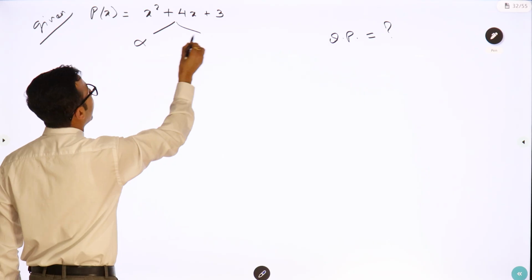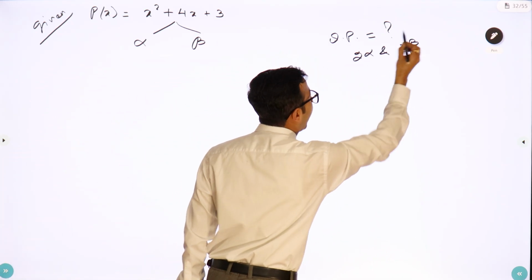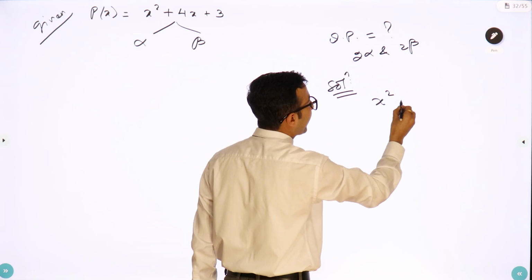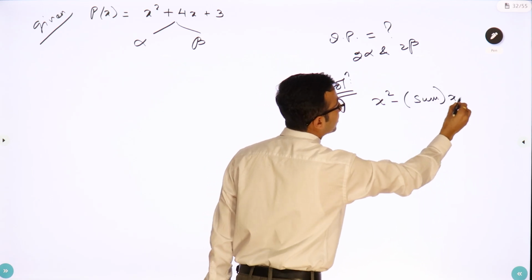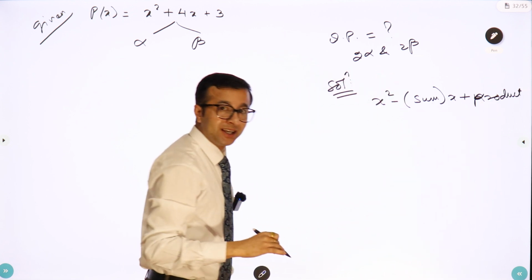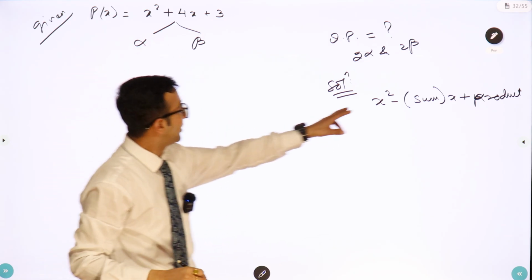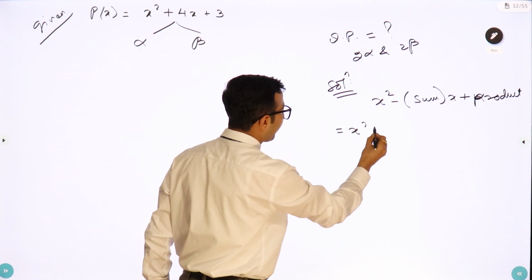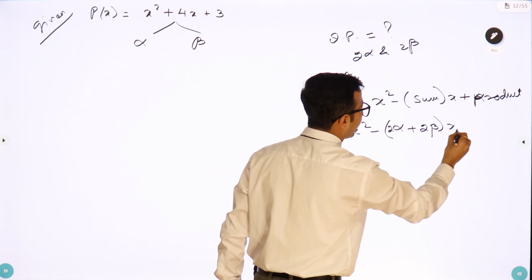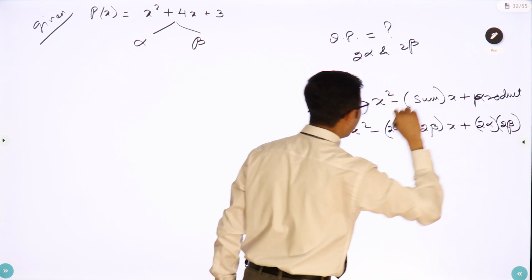Suppose it has roots alpha and beta, then we need to find the quadratic polynomial whose roots are 2 alpha and 2 beta. And here the quadratic polynomial will be x square minus sum of the roots into x plus product of the roots, that we have already seen. Once we get the value of alpha and beta by middle term splitting or factorization, we will put it here. The solution will be x square minus sum of the roots, meaning 2 alpha plus 2 beta, into x plus product of the roots, meaning 2 alpha into 2 beta. That will be the solution for that.